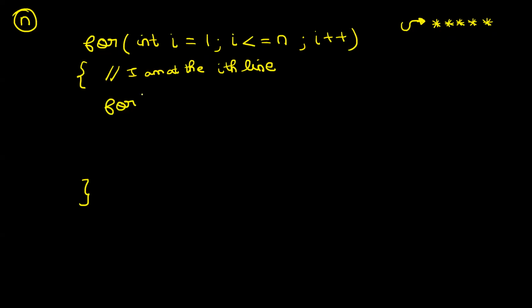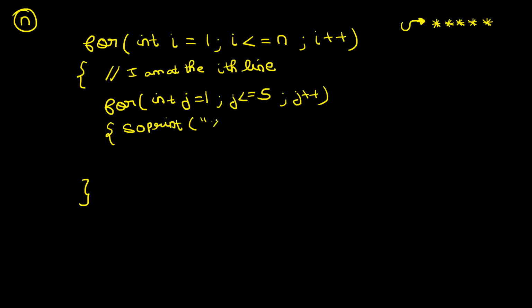I use another loop. For int j = 1, let's say j <= 5, j++. So this inner loop will run for 5 times. And what will it do? I will do System.out.print and not println. Why not println? Because if you do a println, your 5 stars will be printed in different lines and not the same line. So I will do a System.out.print star.